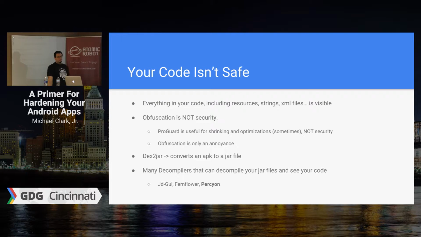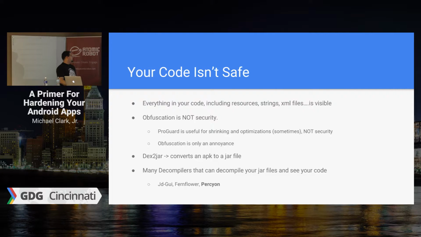And obfuscation is not security. Now I know you're thinking, well, ProGuard obfuscates, right? Obfuscation is not security. ProGuard is useful for shrinking and optimizations sometimes. DEX optimization is not as good as Java bytecode optimization, but it is not security. It is only annoyance to anyone who is truly trying to get into your app. It does help prevent only the lowest level of people looking at something. So if you're really lazy and you're not really committed, sure, it'll keep those people out. It's not going to do anything for the determined hacker.